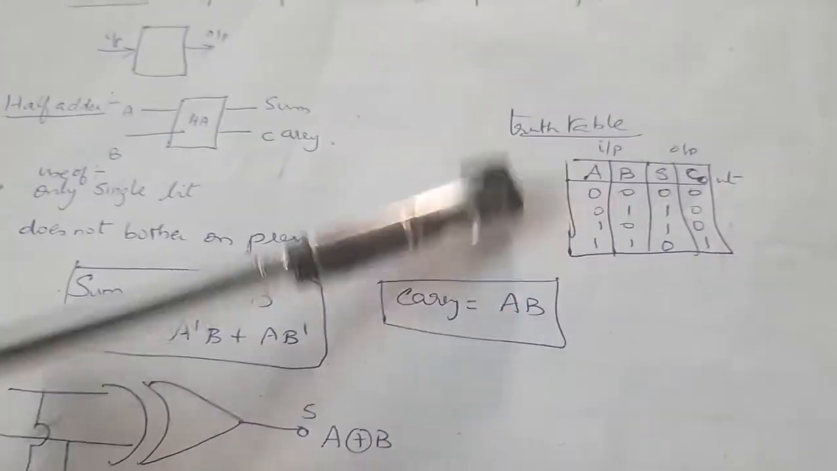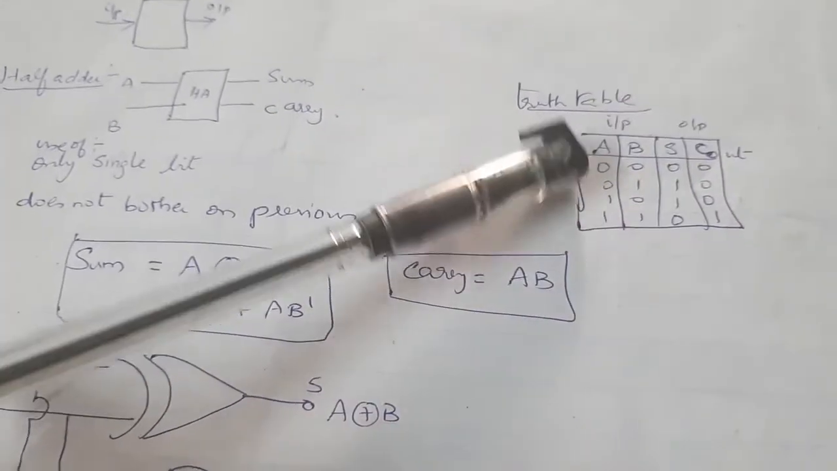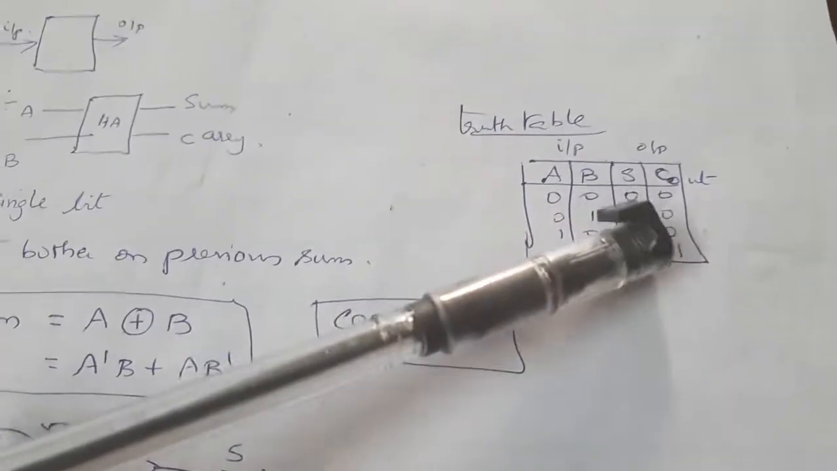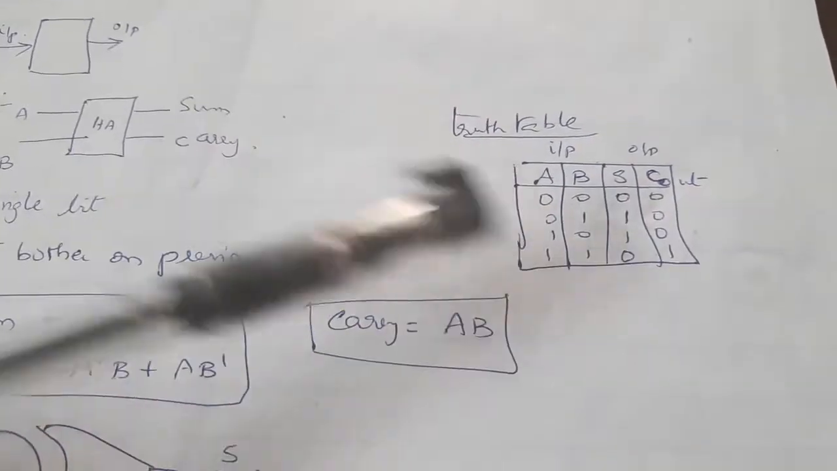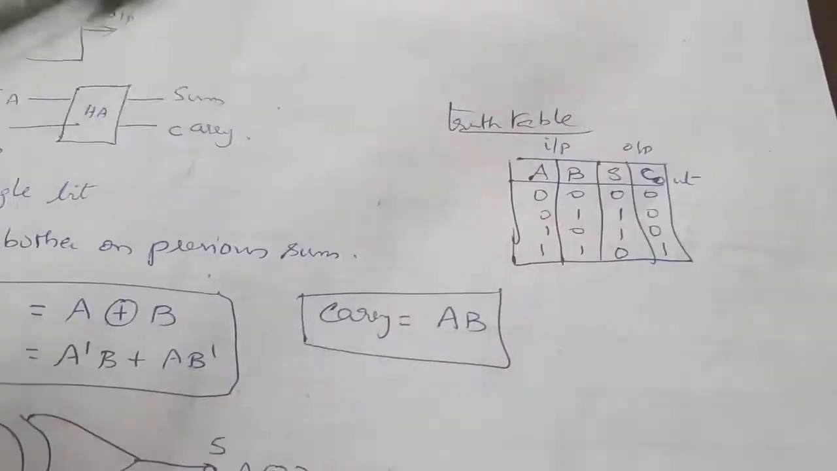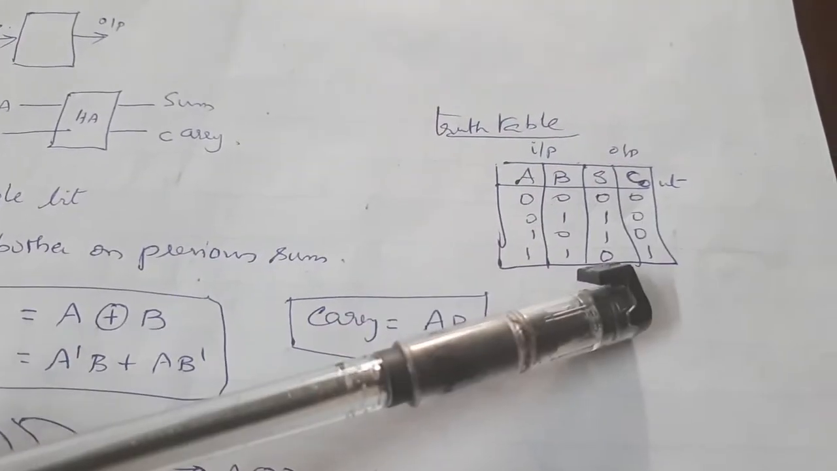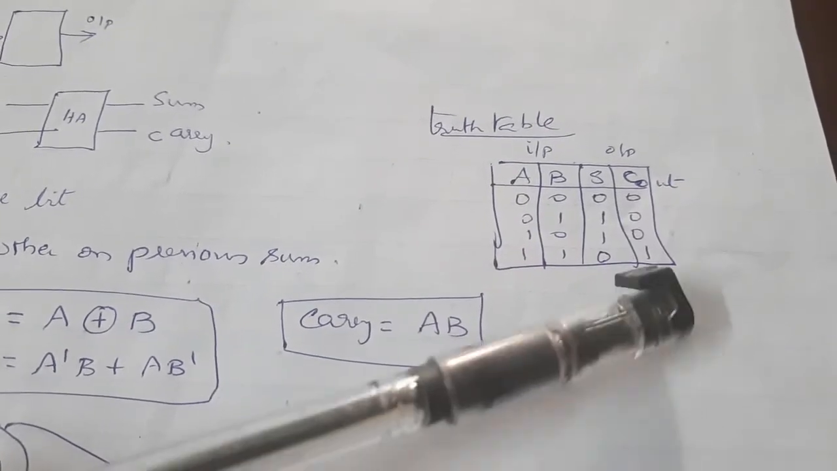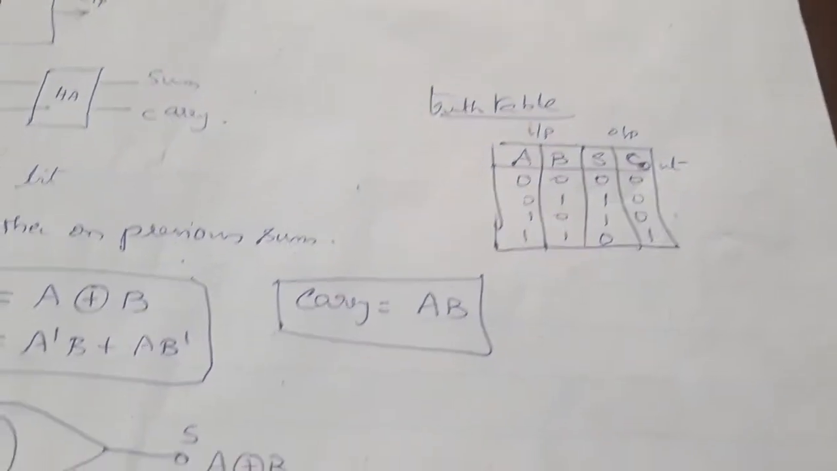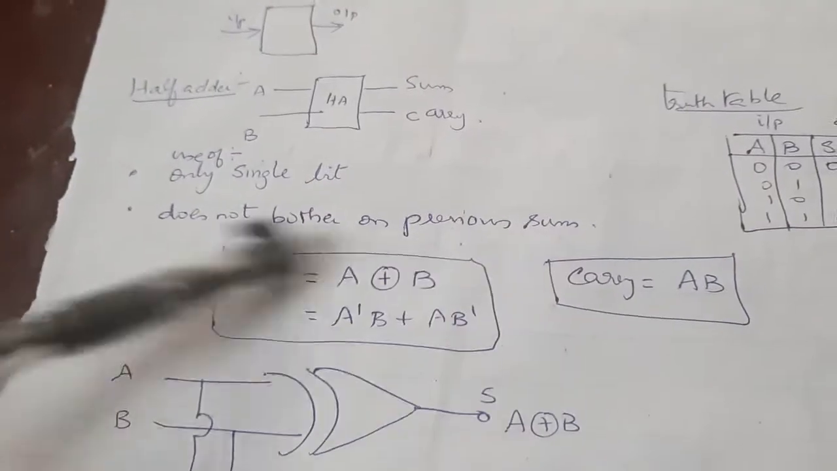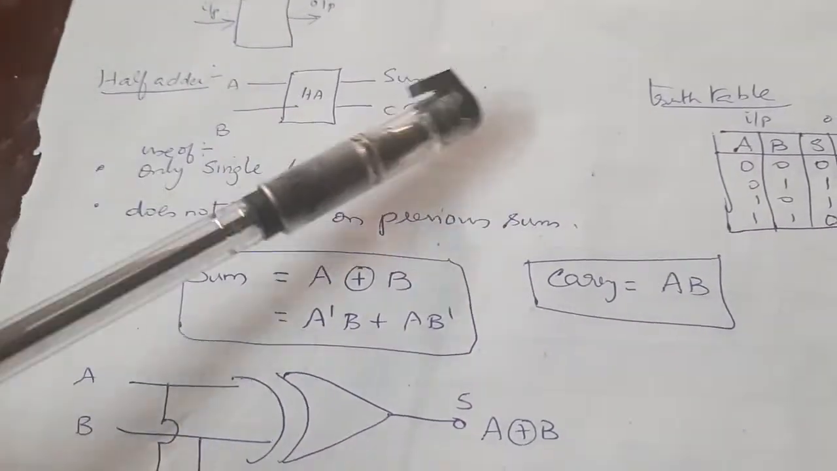0 0, 0 1, 1 0, 1 1. So if both inputs are low, sum is 0, carry is 0. 0 1: sum is 1, carry is 0. 1 0: sum is 1, carry is 0. 1 1: sum is 0, carry is 1. Okay, so it doesn't bother about previous information. Input given, output will be produced.